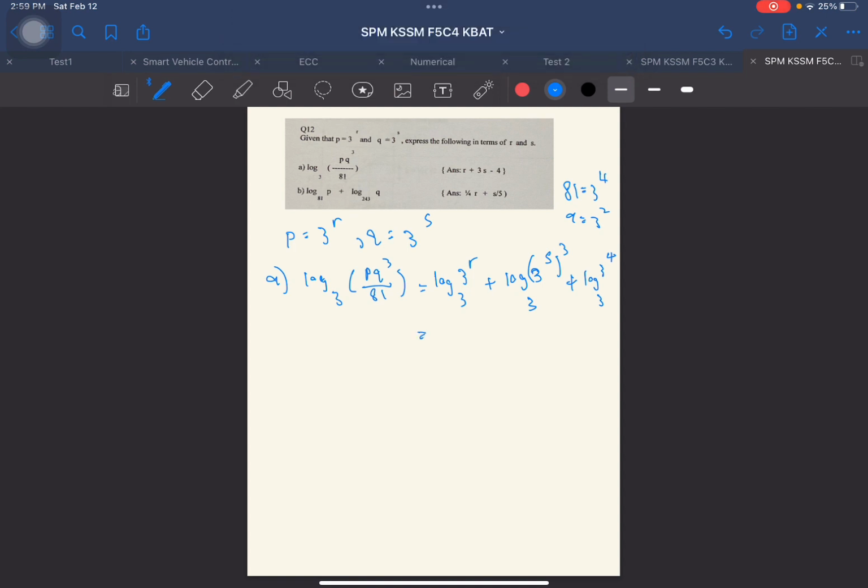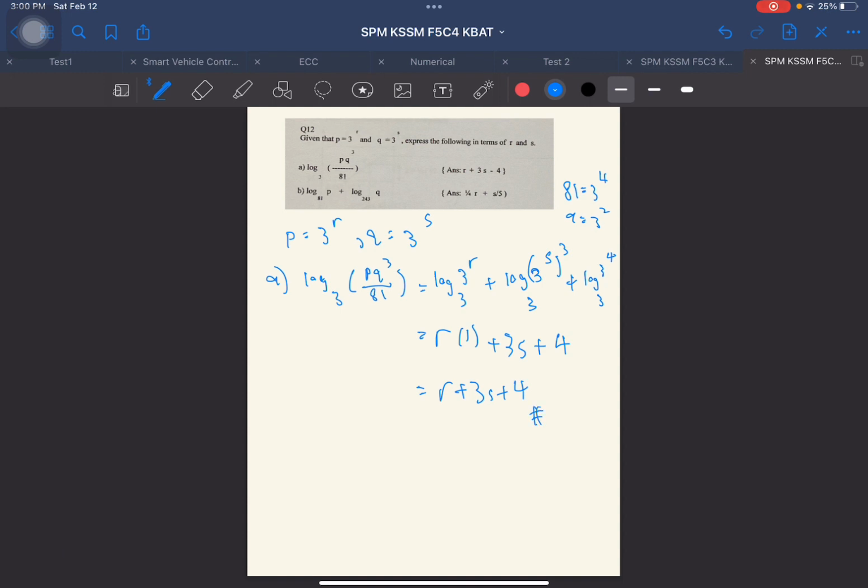Okay, and now let's move the power down, and then you know that log a base a is 1, so log 3 base 3 is 1. So 1 actually you can ignore it. Okay, so now here this 3 you can take it down, s you can take it down, so here is 3s, and then log 3 base 3, I don't write it as it is 1. So here similarly this is 4, so this is equal to r plus 3s plus 4.